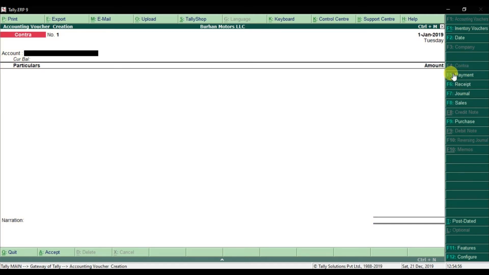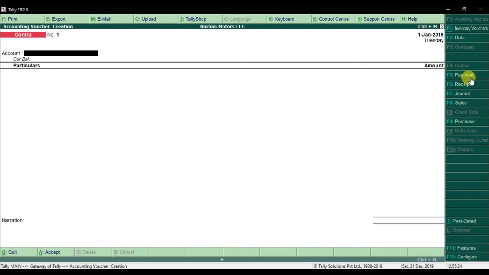In the contra, you will enter only those transactions in which cash, petty cash or bank is involved. Cash withdrawal from the bank, cash deposit in the bank, transfer from one bank to another bank, petty cash received from the bank account. All such transactions will go under contra. Clear? That is F4. Okay.